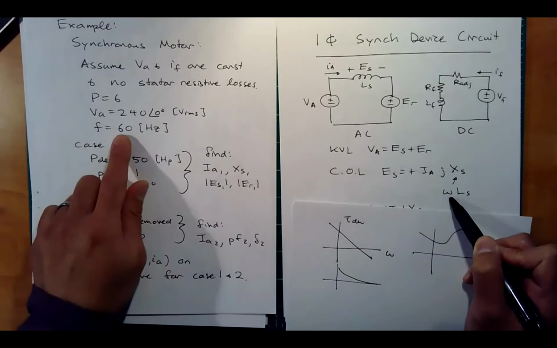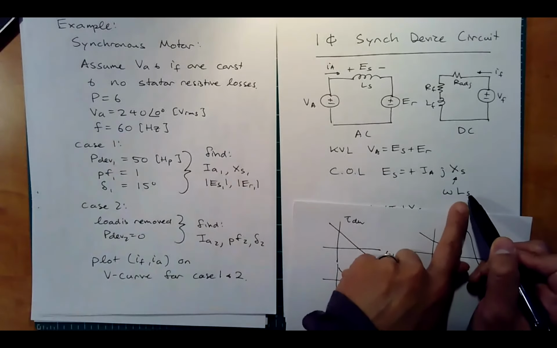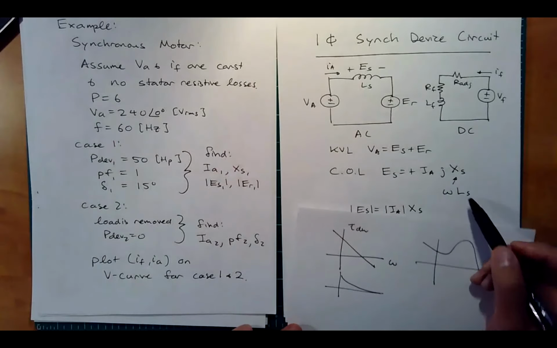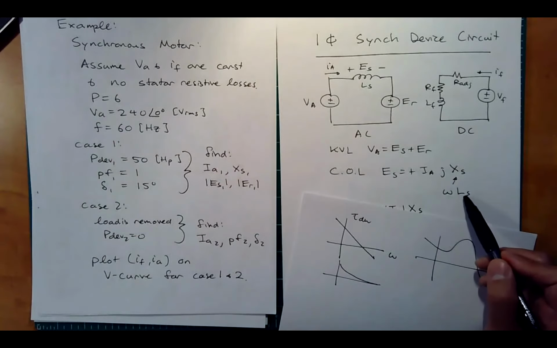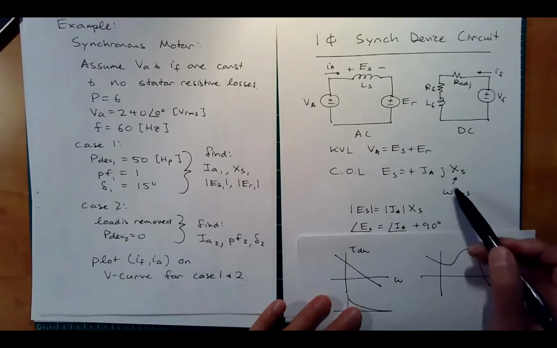Yeah, we're operating at, I guess that would be 377 radians per second. But we are probably not going to be able to find this from the inductance because that wasn't given. Now we could solve for it later, but we're not asked to solve for this. We have two relationships.